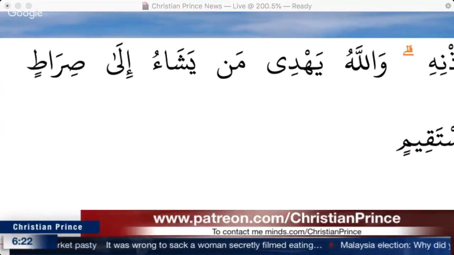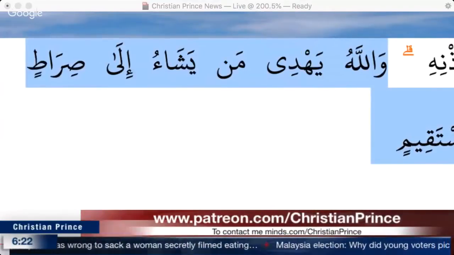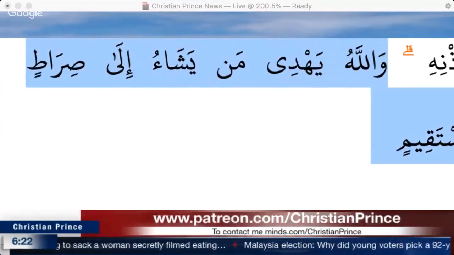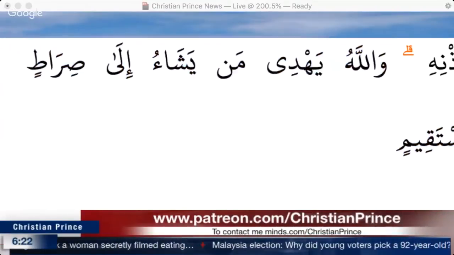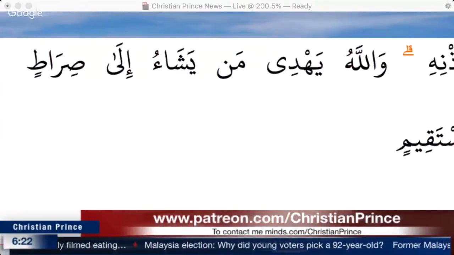It says, Wallahu yuhdi man yasha ila siratin mustaqim. And Allah guides whom He wishes to the straight way. So at the end of the day, it is the wish of Allah. It's not your wish. Yes.